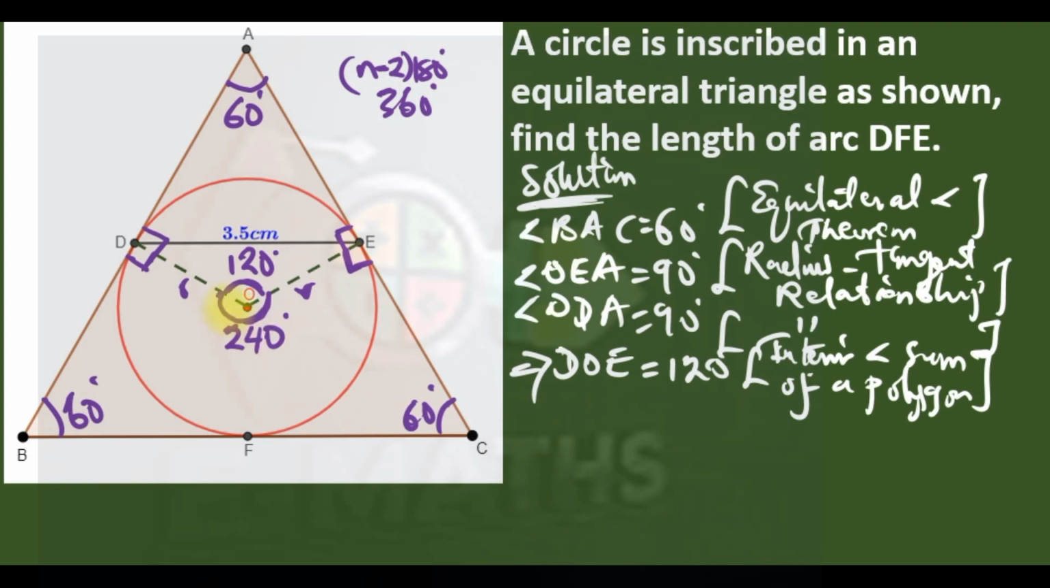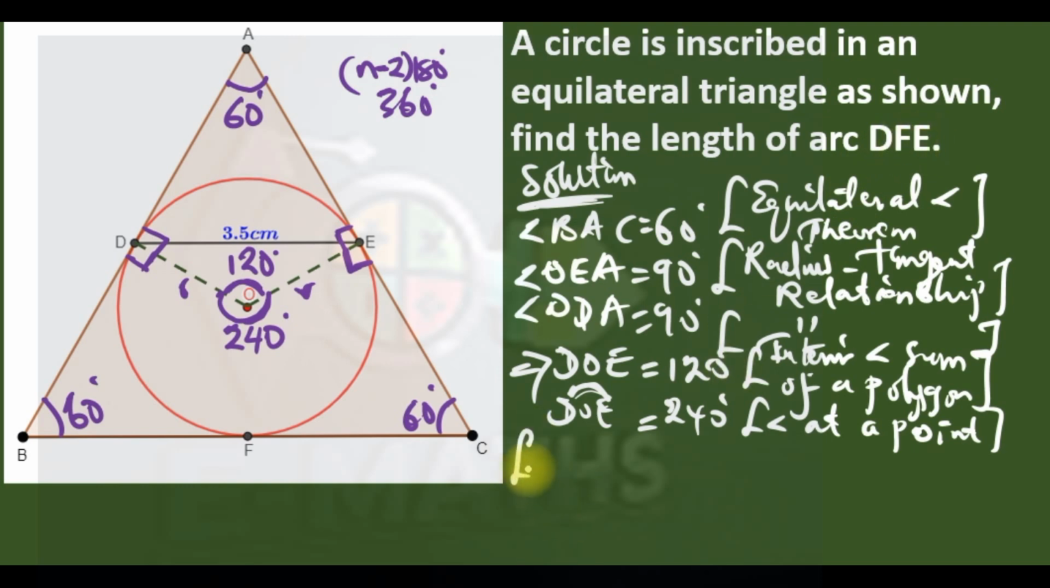So, and this angle DOE, that is the major arc, is 240 based on angle at a point. So finally, we're asked to find the length of arc DFE. So the length of arc DFE is now equal to theta over 360. Our angle is 240 over 360 times 2 pi r.